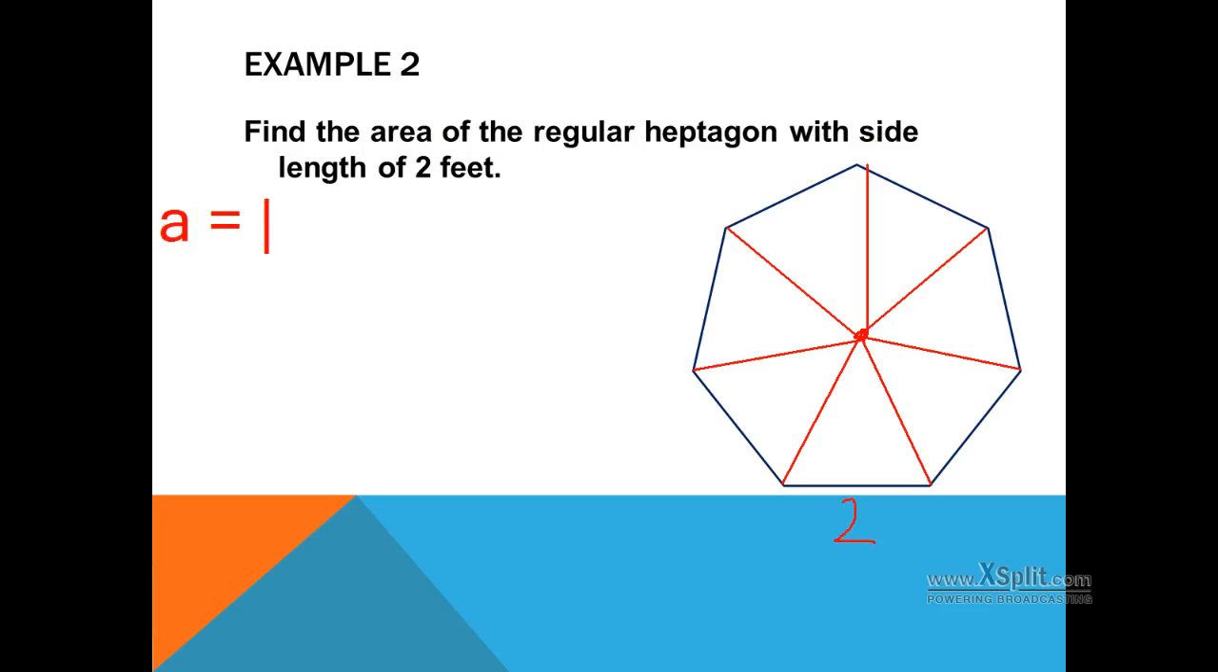In our equation, we need an apothem and we need a perimeter. If we already know that one of our sides is 2 and it's a regular heptagon, that means every single one of these sides is going to be 2. 2, 2, 2, 2, 2, 2, 2. We have 7 of them. Our perimeter is going to be 7 2s, which is 14 feet. We have a perimeter. Not too bad so far.